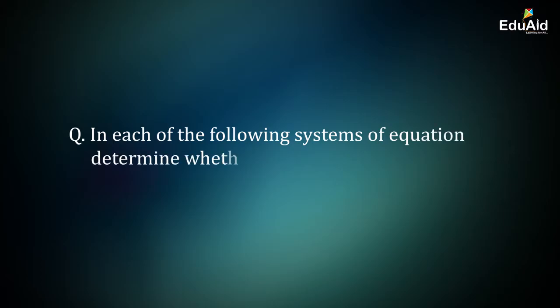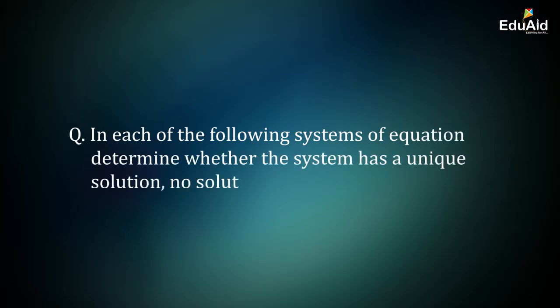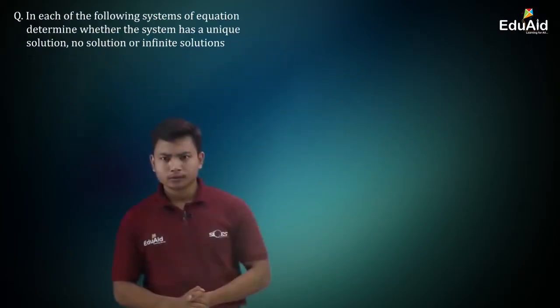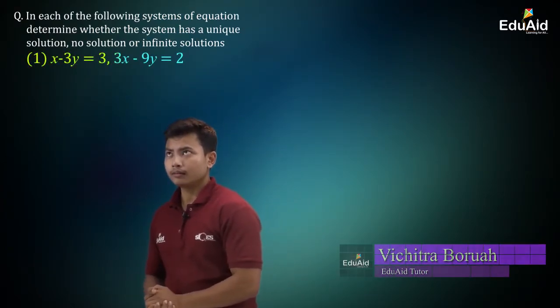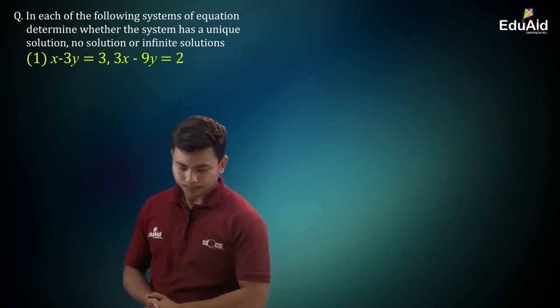Now the next question we have: in each of the following systems of equations, determine whether the system has a unique solution, no solution or infinite solutions. So first we are given the pair of linear equations x minus 3y equal to 3 and 3x minus 9y equal to 2.